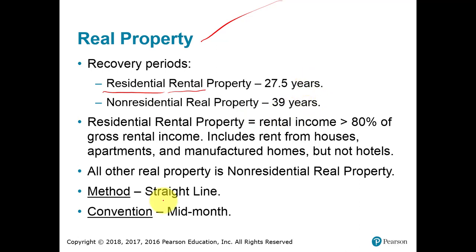The method we use in calculating depreciation is not the double declining like we saw for the tangible personal property, but we use the straight line method. And we don't use the half year convention. We don't even use the mid-quarter convention. We use mid-month. You identify real estate by the month you purchased it in.